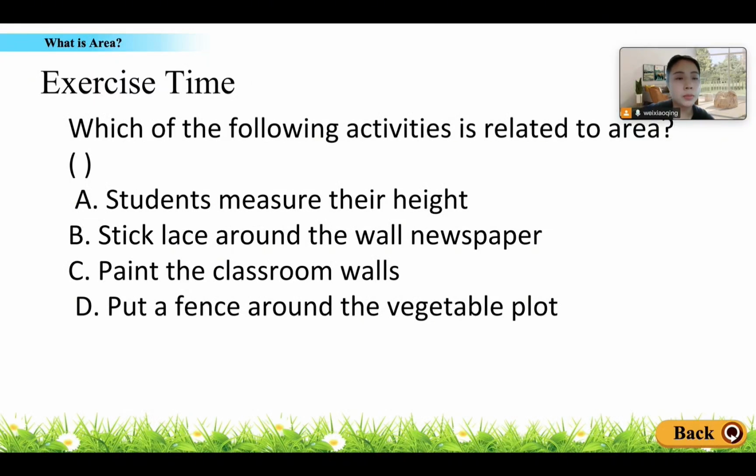Option D. Put a fence around the vegetable plot. This is still the length around an object, which is perimeter, so this is also false. Therefore, the answer to this question is option C.